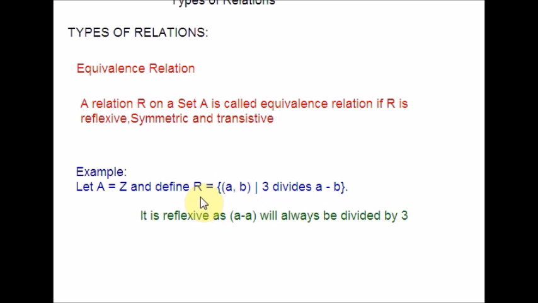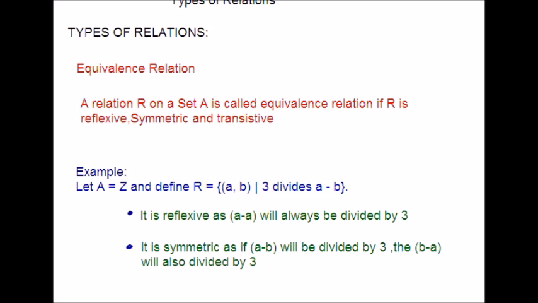If A minus B is divisible by 3, we can say that B minus A will also be divisible by 3. Am I right? So what do you mean by symmetric? Symmetric is just like a mirror image, as I said already in the previous video. So this example satisfies the symmetric condition also. Now let's check whether it satisfies the transitive.